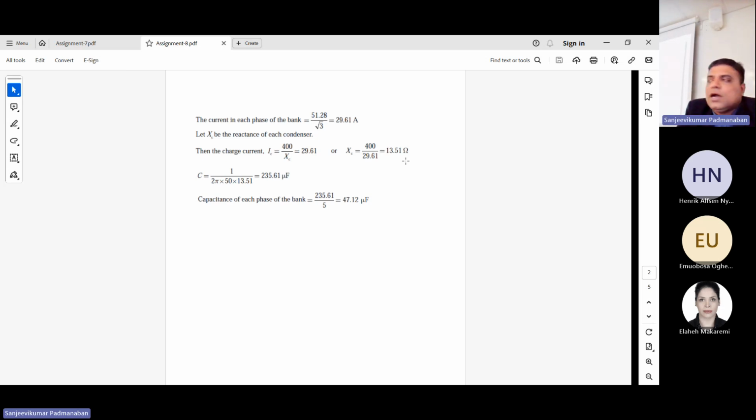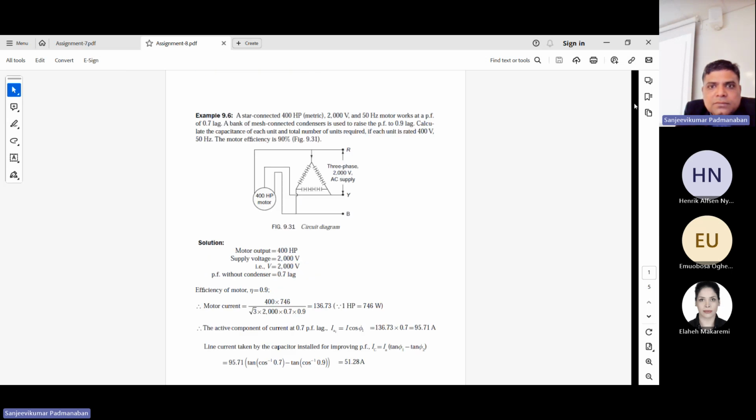13.51 ohms, I'm right. Now I want to calculate capacitance. What is the formula for calculating capacitance? If you know the reactance, the formula for XC is XC equal to 1 by 2 pi FC. So C equal to 1 divided by (2 pi F into XC). You get 235.61 microfarad. So you got the answer.